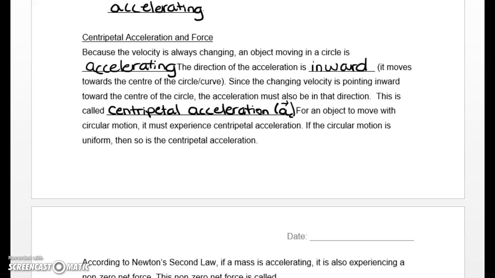So anyways, for an object to move with circular motion, it must experience centripetal acceleration. So it must experience some sort of inward acceleration. And if the circular motion is uniform, then so is the centripetal acceleration.